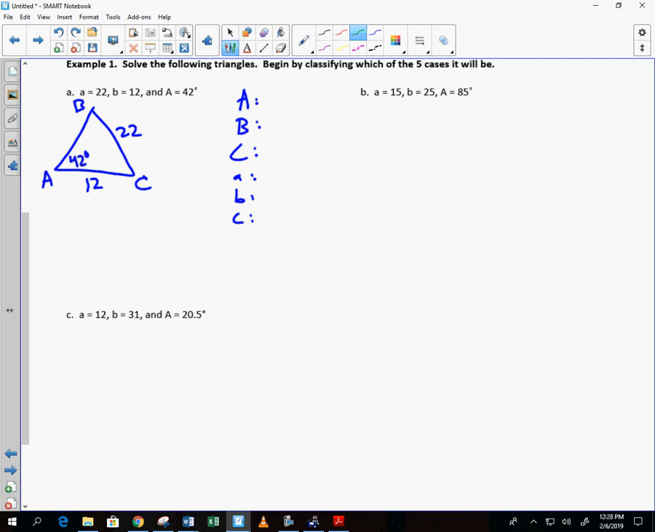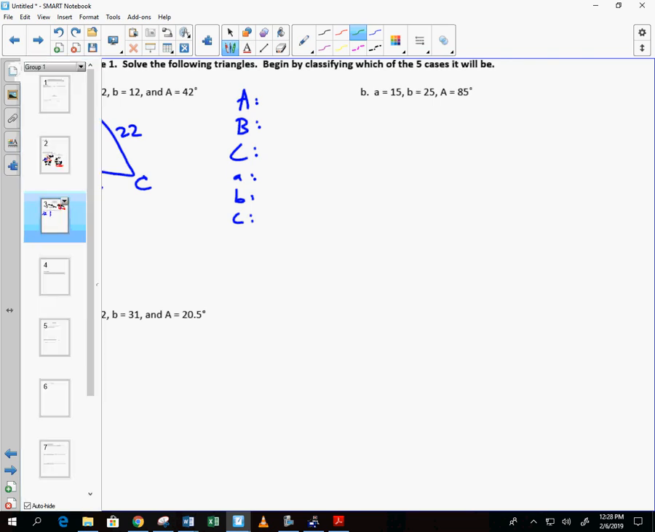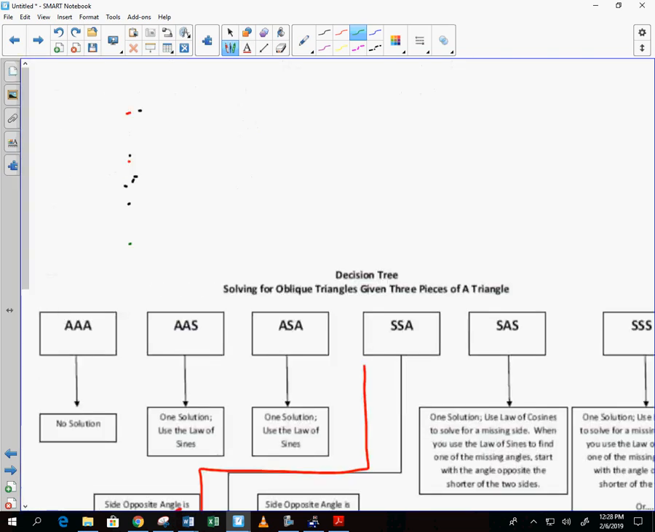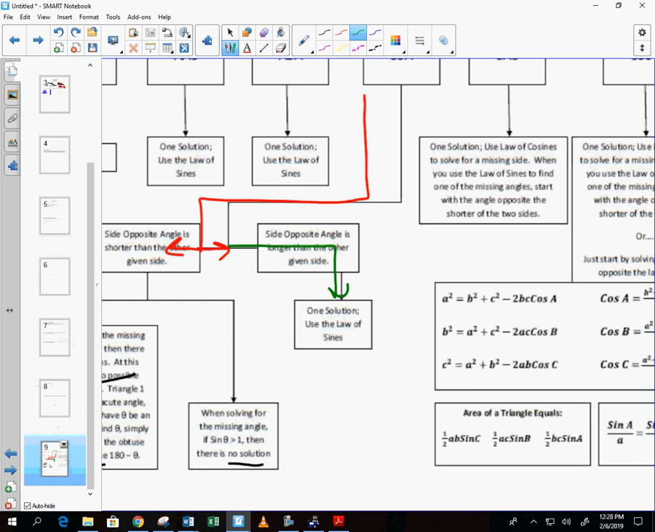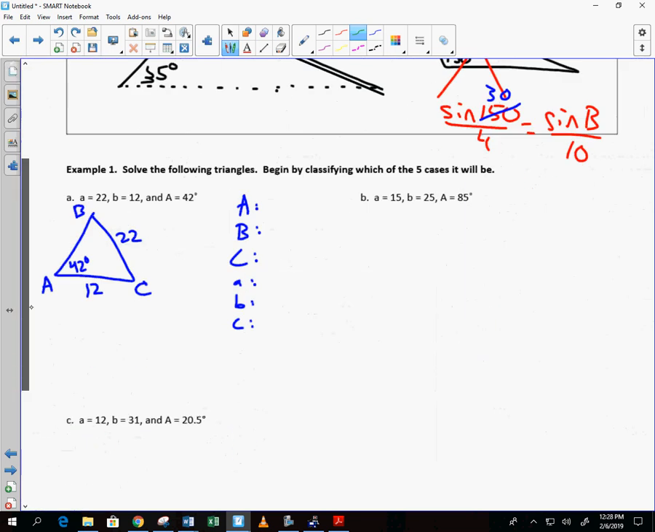All right. I know it's the donkey situation. I immediately need to go to my flow chart. And my flow chart says, decide, is the side opposite the angle longer or shorter than the other given side? Which one is it? It's longer than the other given side. And so therefore we can be confident that there is just one solution using the law of sines. So, good news for us. We don't have to worry about 2 solutions or no solution.